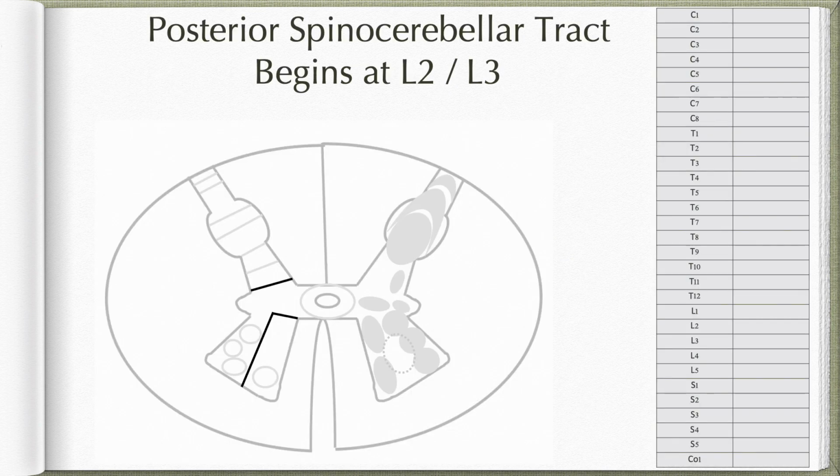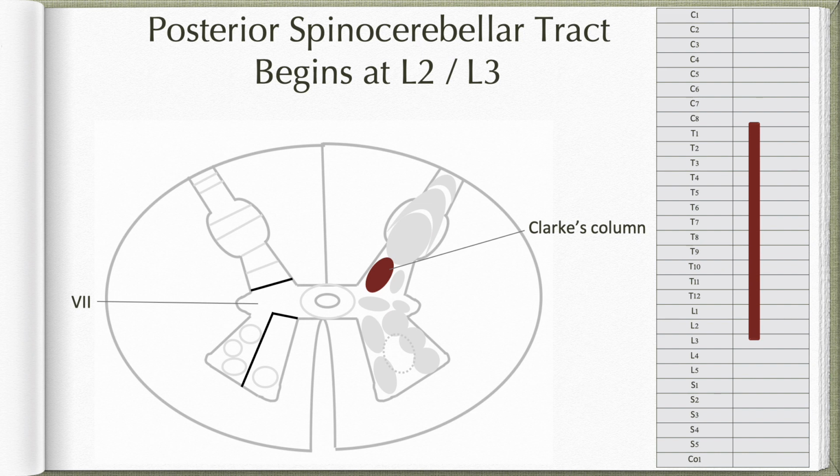Posterior spinocerebellar tract begins at the level of L2 or L3 segment. Its neurons are located in lamina 7 or in Clark's column. As you see on the right hand side, Clark's column extends from C8 to L3 segment, and that is why the tract begins at the level of L3.